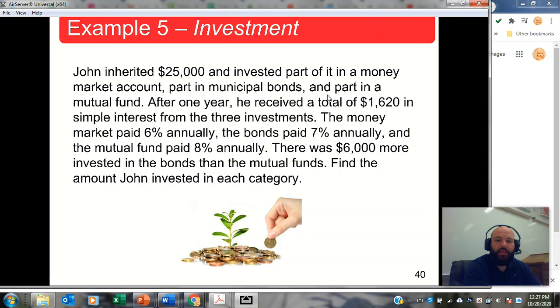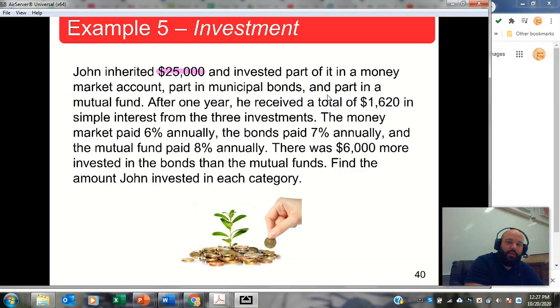So each one of these funds pays a little bit different interest. And so that's the next thing we need to discuss. As I'm working through here, I'm going to highlight some of the important information. First thing to note is $25,000. That is important to the problem.